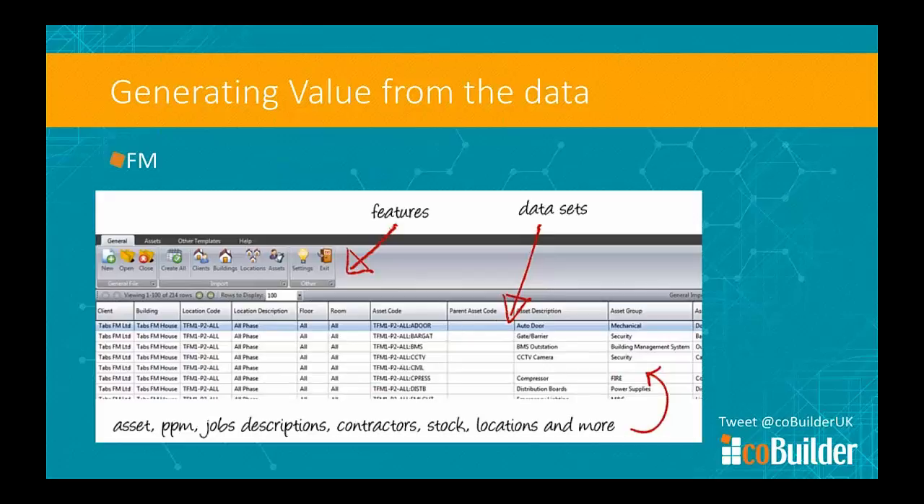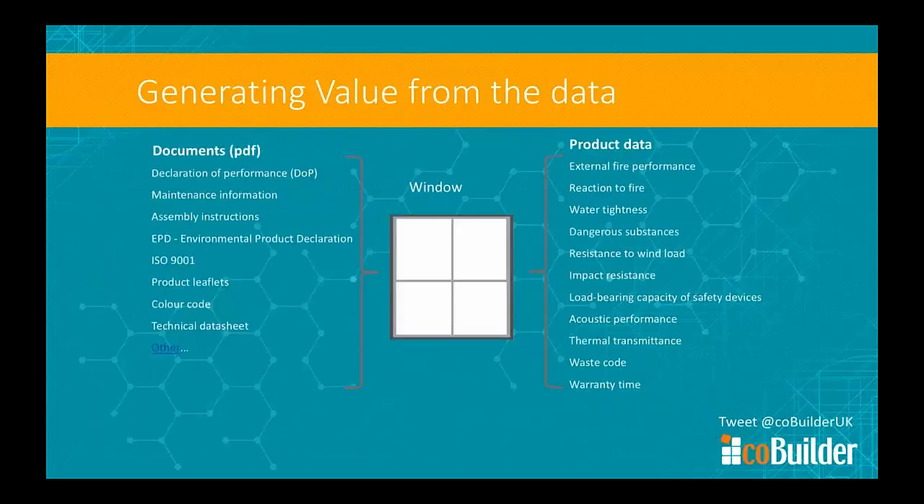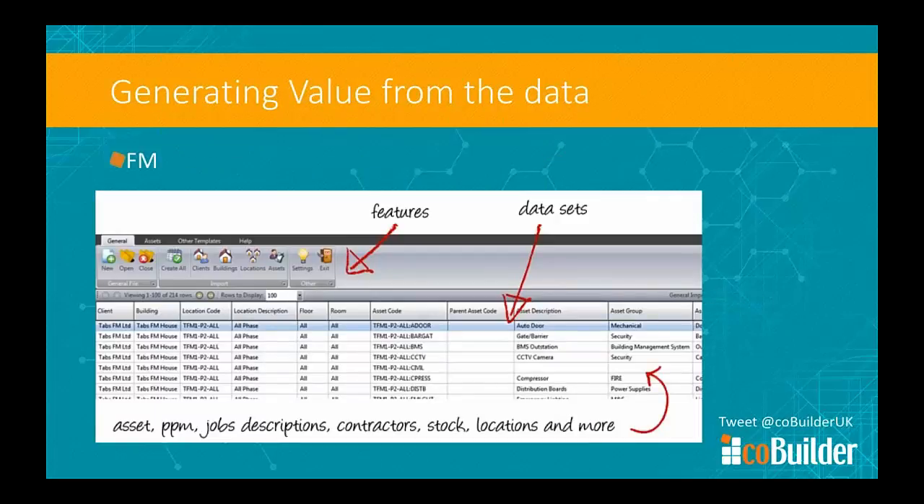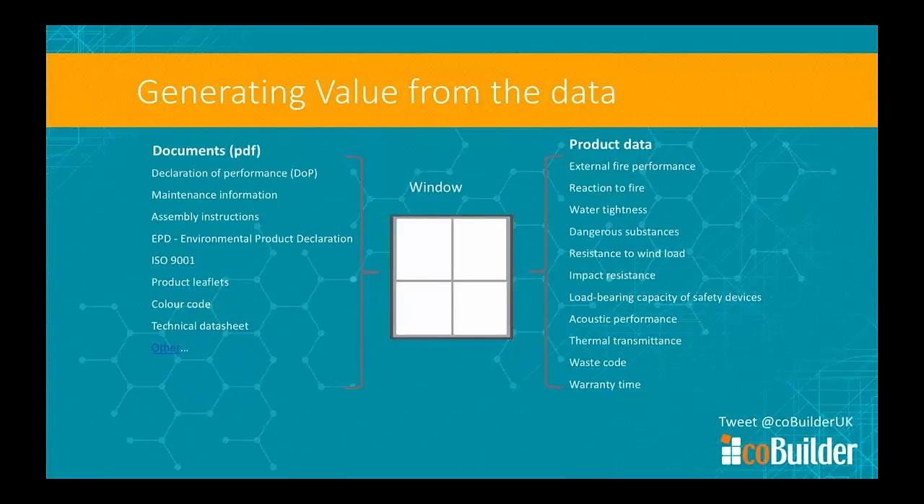Teams often take the data out of a PDF or use something like a 360 Field document, for instance, and just take this basic information. But as an industry, we need to get using the data and maximizing and utilizing it better. If I look at a window, for instance, you don't just want to know what manufacturer it is and the serial number. There's a load of really useful information, such as reaction to fire, water tightness, dangerous substances, impact resistance, acoustic performance, thermal transmittance. All this rich data we already have sits with the manufacturers and in their PDFs. So within their declaration of performance, assembly instructions, EPD or safety data sheets, the data is already there. So why don't we actually utilize this data?